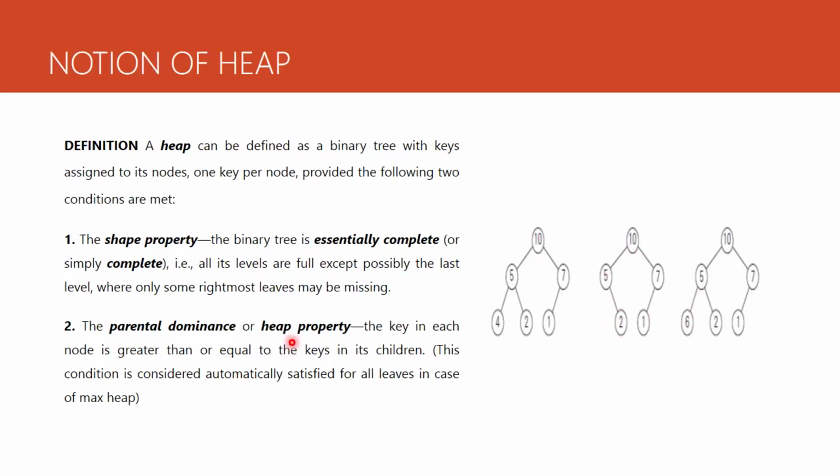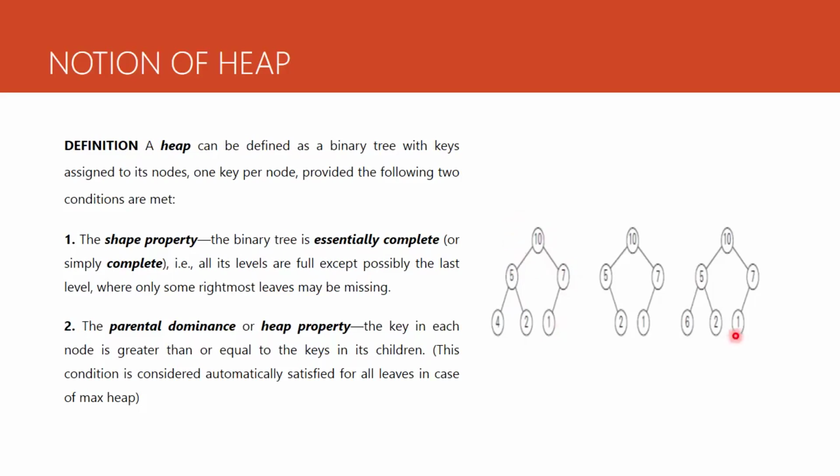Coming to the parental dominance, to say this is a heap, the second condition also needs to be satisfied, where the key in each node must be greater than or equal to its children. These 4 to 1 are leaves, so they will not have any children, so no need to check. Coming from the last parent, 7 has children, and 7 is greater than 1, its root is greater than 1, 5 is greater than or equal to its children, 10 is greater than or equal to its children, that means this is a heap.